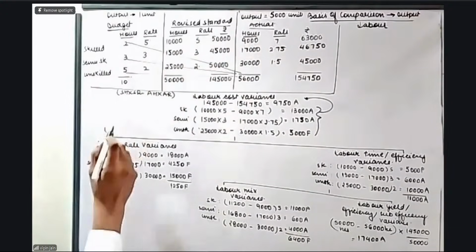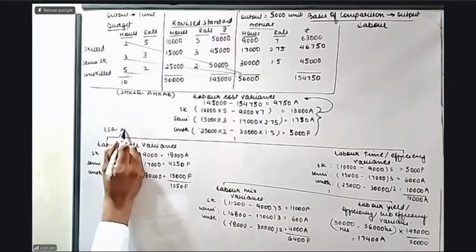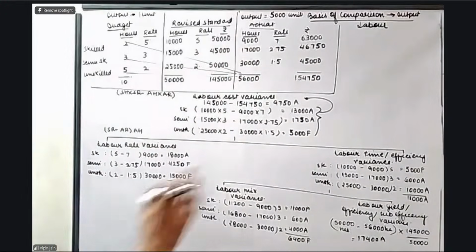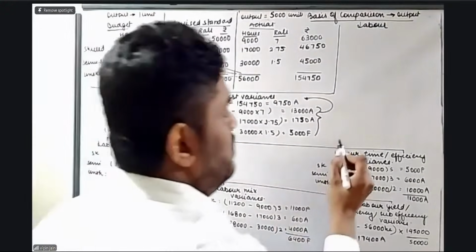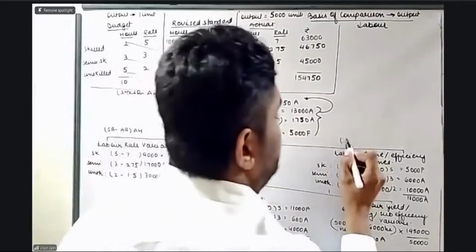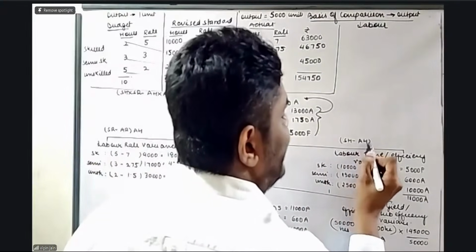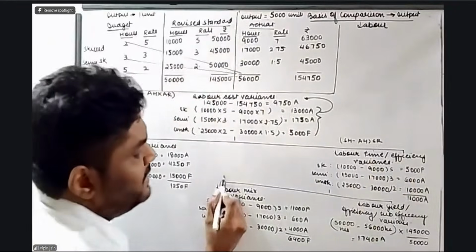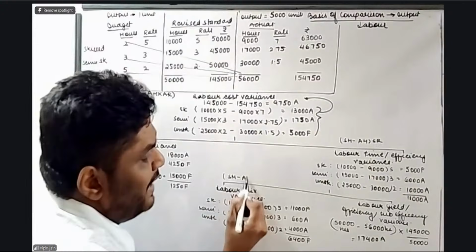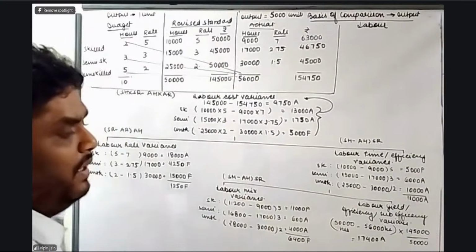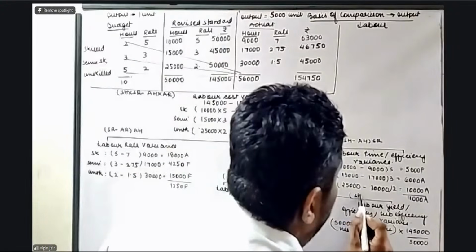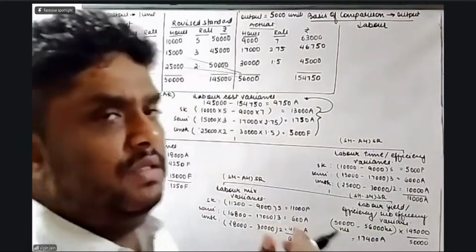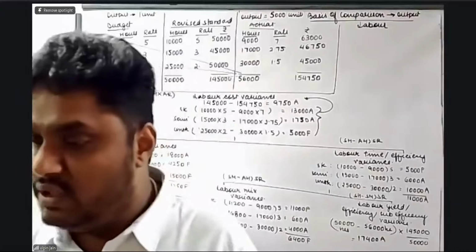Labor rate also, now you can frame the formula: standard rate minus actual rate into actual hours. Labor time also, or efficiency also: standard hours minus actual hours into standard rate. Mix also same: standard mix minus actual hours into standard rate, and yield also: standard hours minus standard mix into standard rate. So this is the way to solve the question on labor variance.